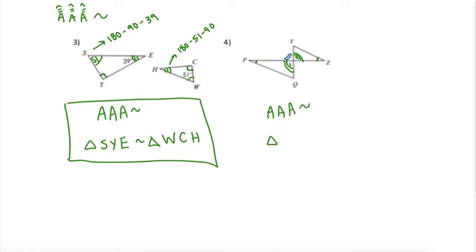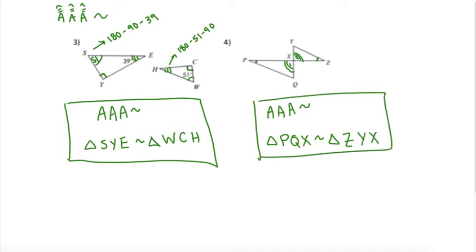So I can label my triangle PQX is similar to triangle P, okay, we'll go with Z. And again, I have to be careful on my order here. And then I have YX will follow to match everything up with the corresponding parts. So we've had 4 in a row that we were able to use in different ways, angle, angle, angle similarity.